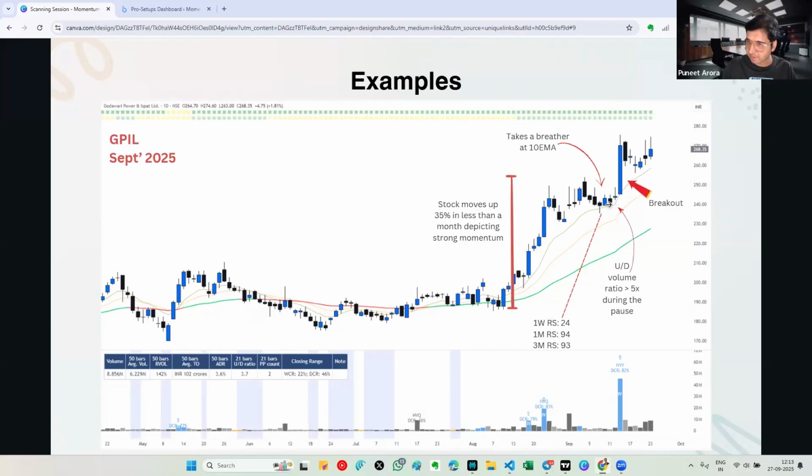It serves the 10 EMA. This is 10 EMA. This is 20 EMA. You all know this is 50 EMA, which is green, trending up. So the stock takes a move again and gives a breakout.